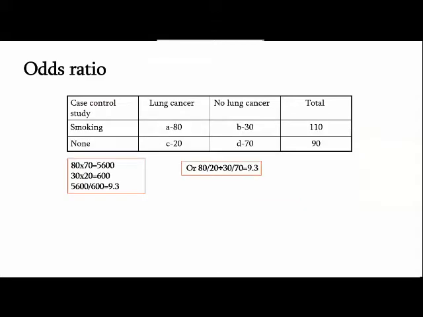One example is smoking and lung cancer. If we go back and trace it, among smokers, 80 have lung cancer and 30 have no lung cancer. Among non-smokers, 20 have lung cancer and 70 have no lung cancer. So the total is 90. The odds ratio is 9.3, which is significant for smoking with lung cancer.